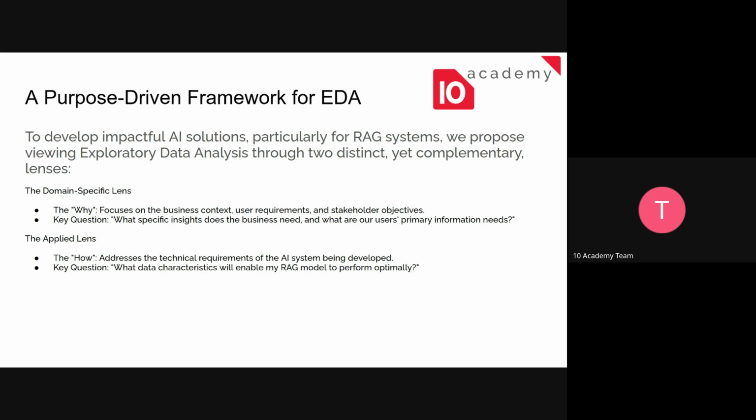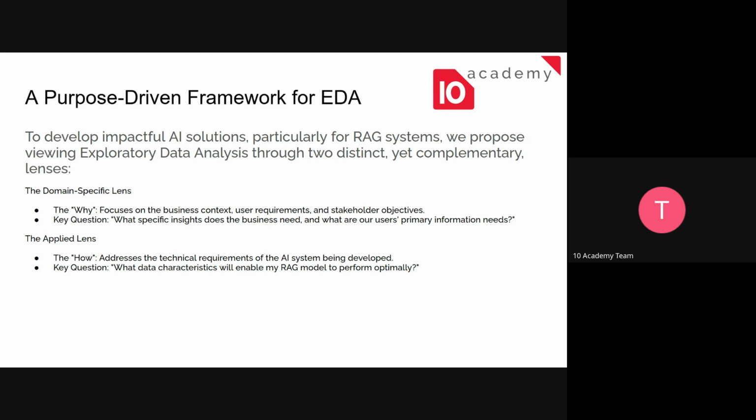the use case is to understand the comments or feedback of users, right? So we need to understand the why, and the key question is what specific insights the business needs and what our users' primary information needs are. The domain-specific lens will vary from task to task, challenge to challenge, and business objective to business objective.